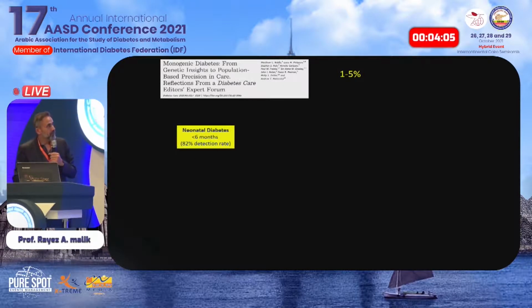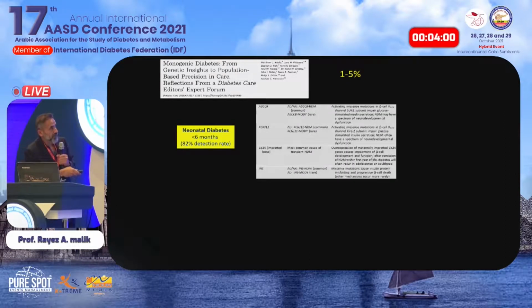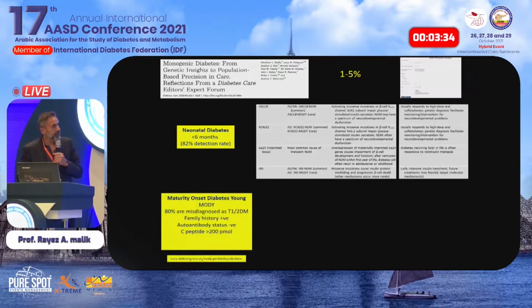So the monogenic diabetes that we need to be aware of is, of course, neonatal diabetes, which will present at less than 6 months. And this is an 82% detection rate. So these are specific inherited conditions which alter beta cell function. And the key thing here again is exquisite sensitivity to sulfonylureas. So these are young children who otherwise would be destined to a life of insulin who don't need to be on insulin.